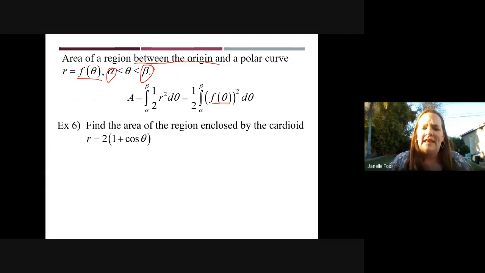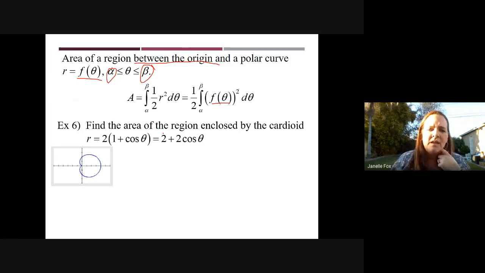Okay, this says find the area of the region enclosed by the cardioid r equals 2 times (1 plus cosine theta). I know it's a cardioid if I distribute that 2. We talked about this a couple of days ago, that means it's a nice steady heartbeat. Most of the graph is over there on the cosine, and this is what it would look like. If you were nervous, you could put it in your graphing calculator, as long as you're in polar mode, and radians, of course.